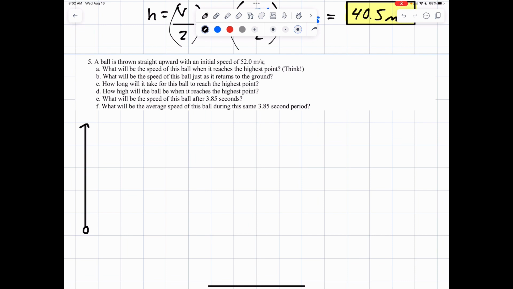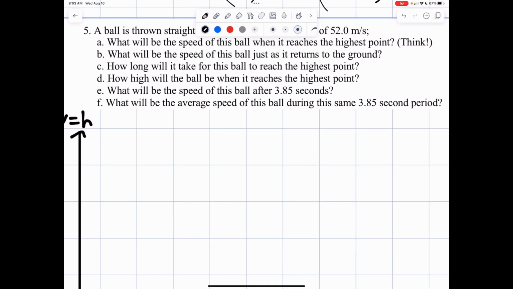So I'll go ahead and start with y naught down here being 0, and y at the top being the height that the ball gets to. Okay, so that's the choice of the reference frame I'm going to make. Now, this is a constant acceleration problem. We know that because the ball's going to change speeds, right? Gravity's going to slow it down. So let's go ahead and make our standard list. Okay, remember, instead of x, we would have y naught.